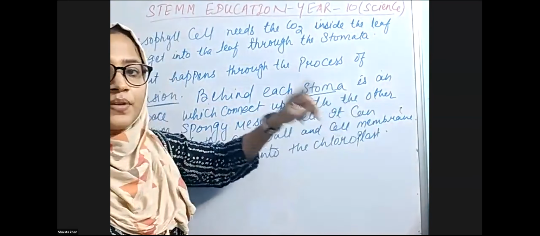And it goes where? To the chloroplast, and then it is absorbed for photosynthesis. So these are the processes by which a leaf can absorb carbon dioxide. Any doubt, both of you?